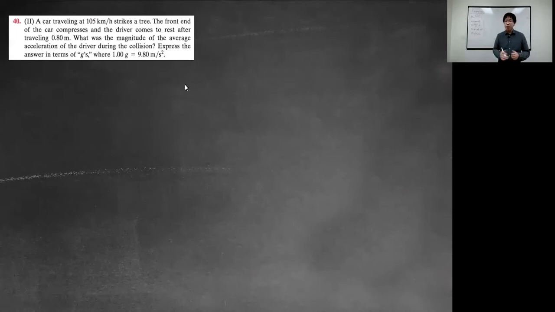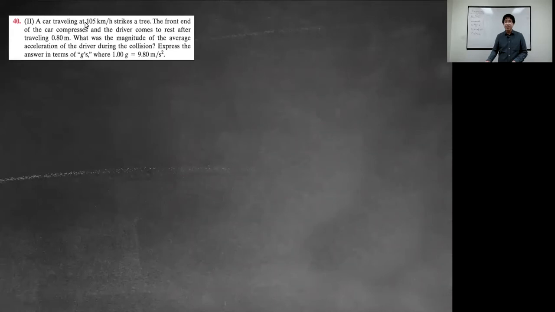Okay, so what do we do? Well, let's determine the physical scenario first. All right, so there's compression. So there's a car and a driver. Which is the object of interest? Am I interested in the car or the driver? Well, it's asking for the acceleration of the driver. So we care about the driver.